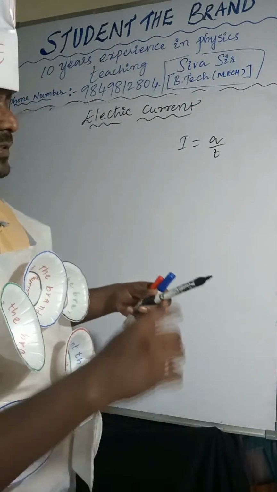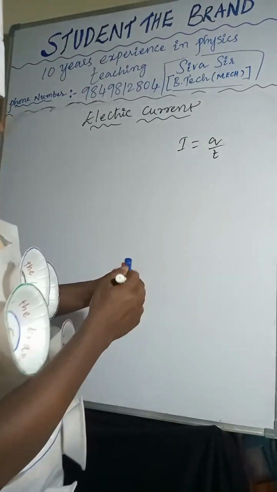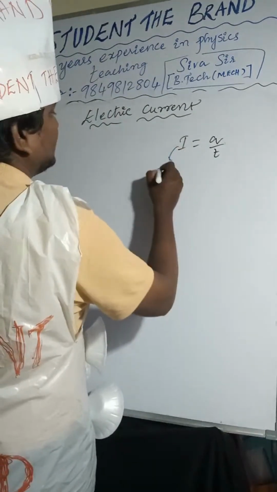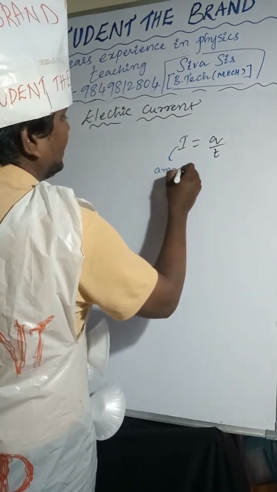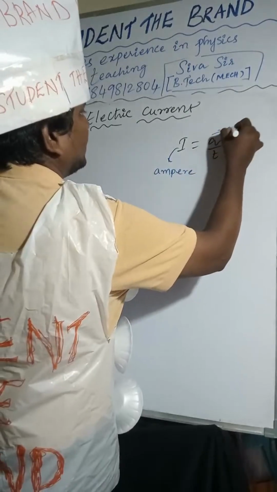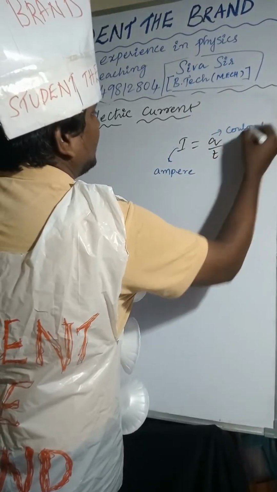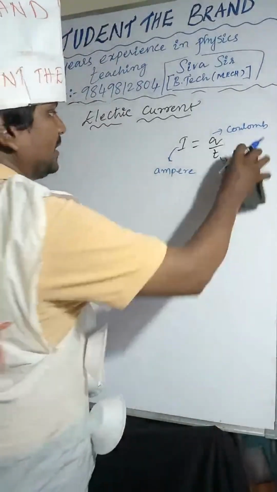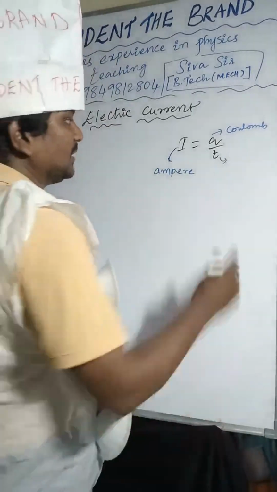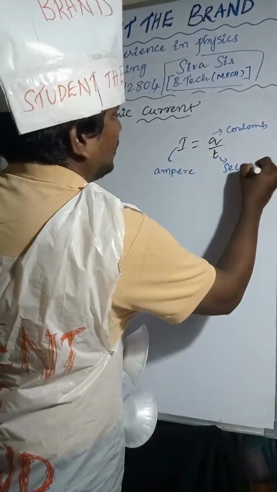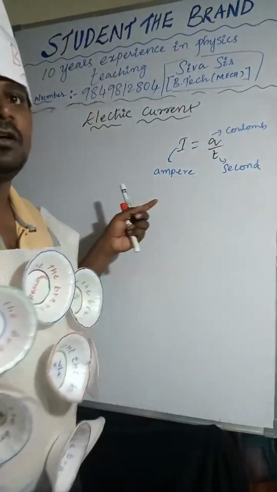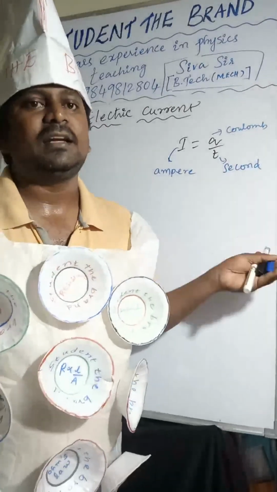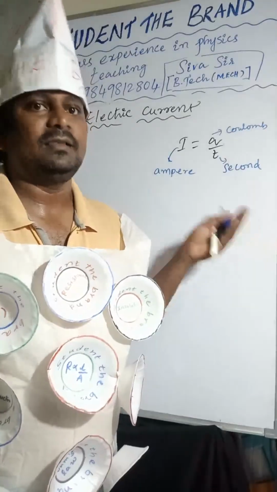Now, what is the SI unit of current? Ampere. The SI unit of current is ampere, the SI unit of charge is coulomb, and the SI unit of time is second. The rate of flow of charge is nothing but electric current.